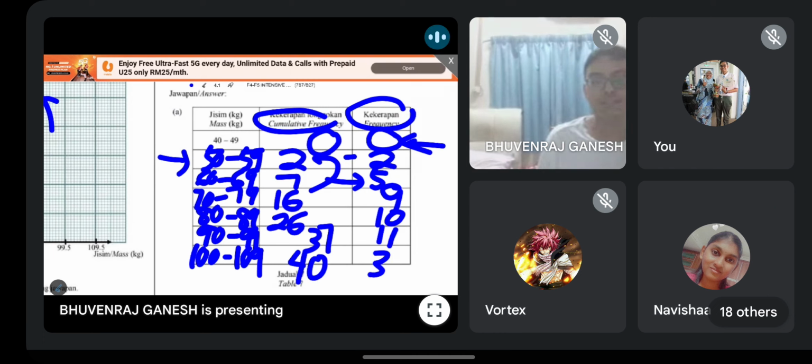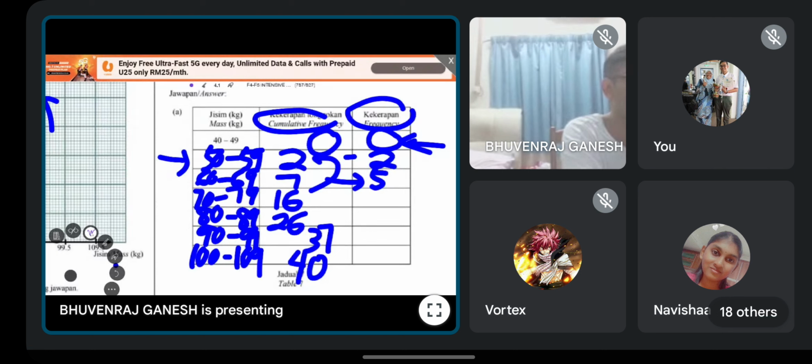Anyone have problem how to get this? Usually, dari frequency, kamu akan cari frequency longgokan. Am I right? Kekerapan longgokan. Tapi sekarang soalan dia terbalik. Dari longgokan nak cari balik frequency. It's the opposite. Okay, don't get it. Izzati, senang. Tak dah. Saya tunjuk balik.